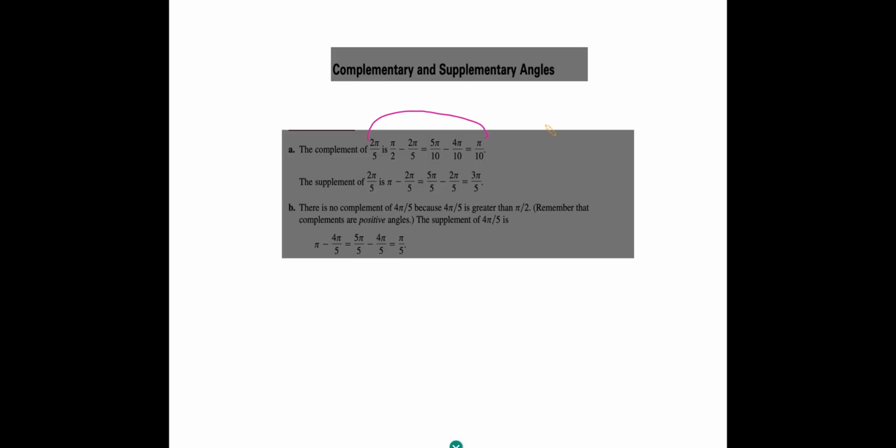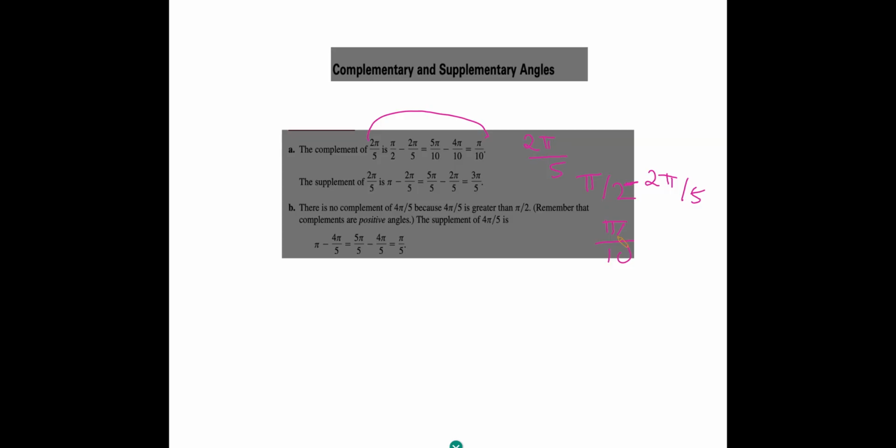Got it? What we did is find the complement of 2 pi over 5. As we know, the complementary angles' total is pi over 2, so we subtracted 2 pi over 5 from pi over 2. And simplifying it gives pi over 10.